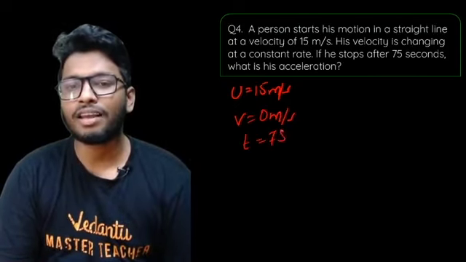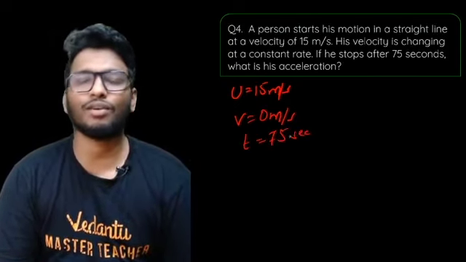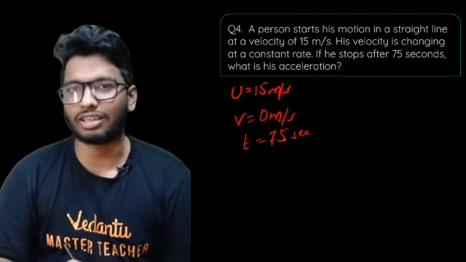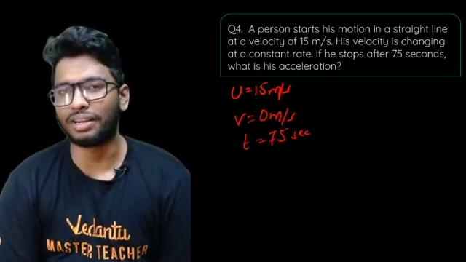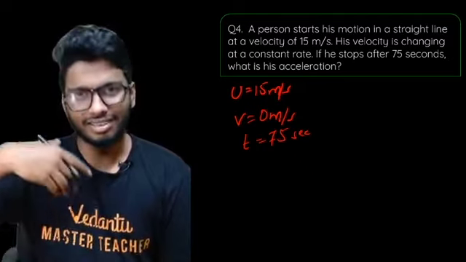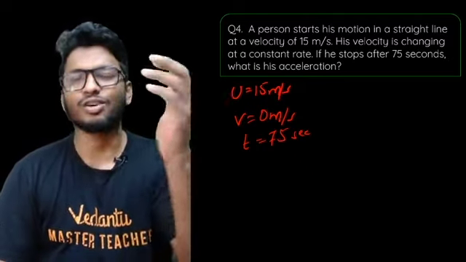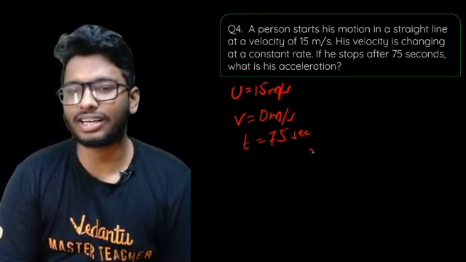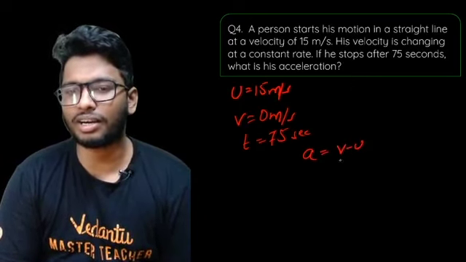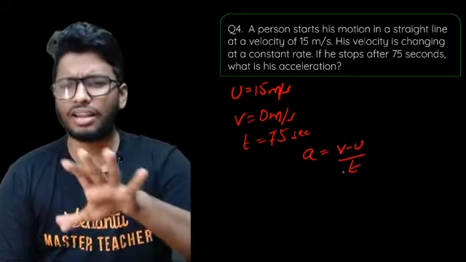Now I told you that if the initial velocity is greater than the final velocity, then the acceleration is going to be negative, or it is a negative acceleration, retardation, or deceleration. So if you calculate it, you'll get the answer for this question, guys. So a is equal to v minus u by t. I would suggest you guys to write down the formula every single time.